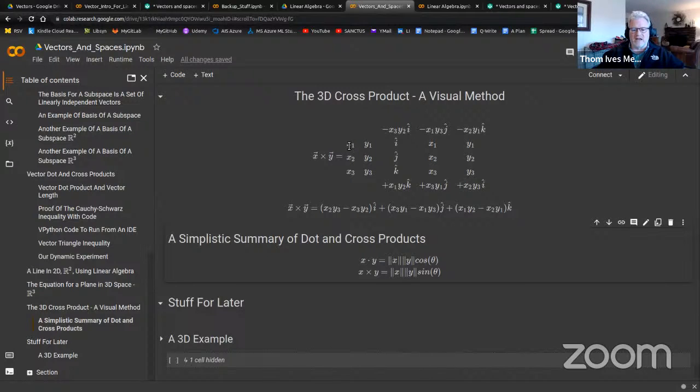And let me show you how this technique works. First, you just lay out X and Y vertically with their components. And again, if one of the components is missing, it didn't have a value, you just put a 0 in for that position and you'll be fine. Then to get this first value here, we only do, yes.